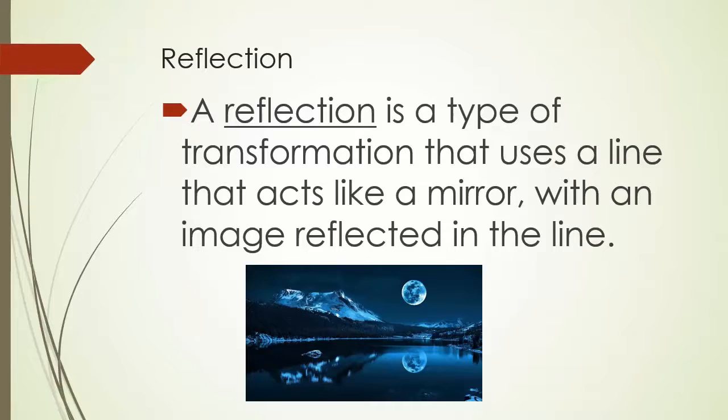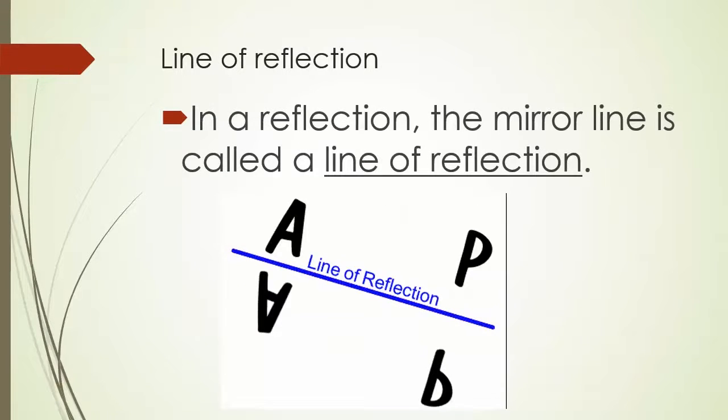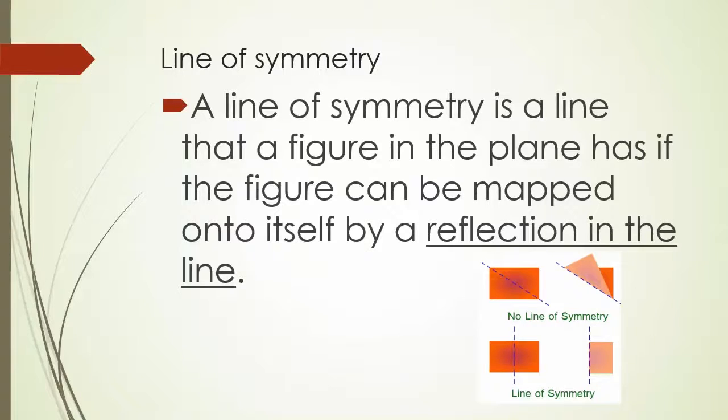Here's our vocabulary words. First word is reflection. A reflection is a type of transformation that uses a line that acts like a mirror with an image reflected in the line. Line of reflection. In a reflection, the mirror line is called the line of reflection. Line of symmetry. A line of symmetry is a line that a figure in the plane has if the figure can be mapped onto itself by a reflection in the line.